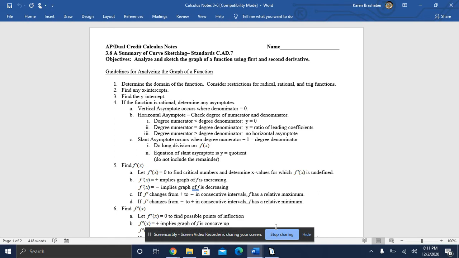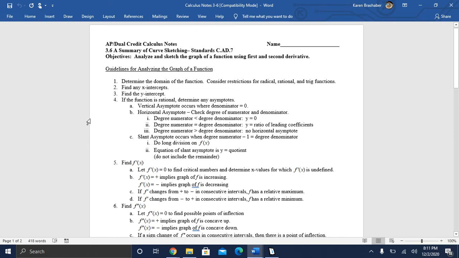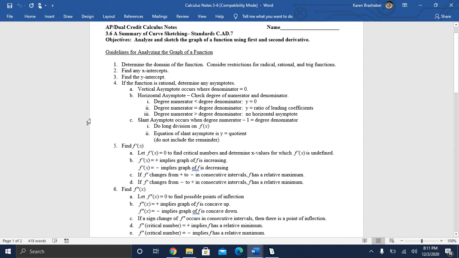So we're tying everything together and working on a final analysis of the graph of a function. You'll see that your first four items are really pre-calculus items, and you'll do those hopefully without too much other instruction. I have some hints for you on the back when we go through your example. I will note on number 4 that you only need to do this if you have a rational function.